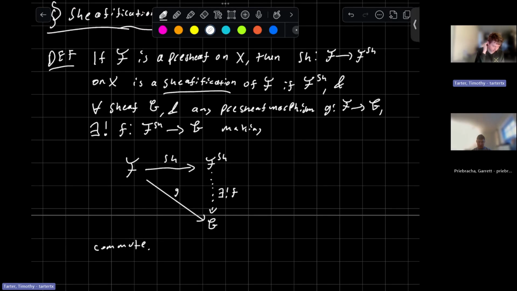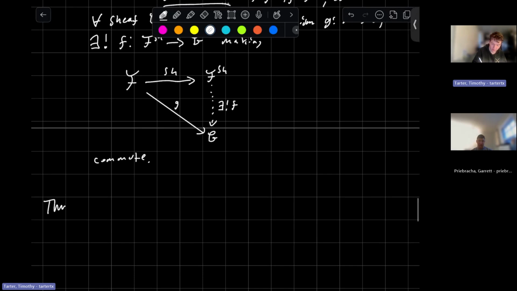So we have to show that it exists. The following two exercises require existence, which we will show shortly, but not the details of the construction. If it does exist, it is unique up to unique isomorphism. So theorem: if it exists, it is unique up to unique isomorphism.